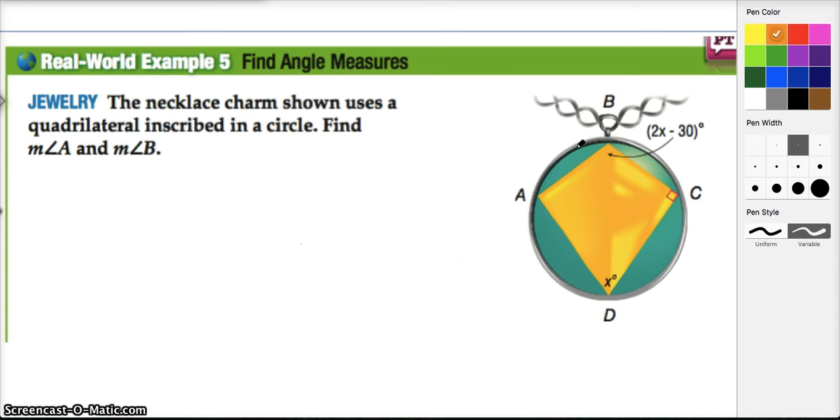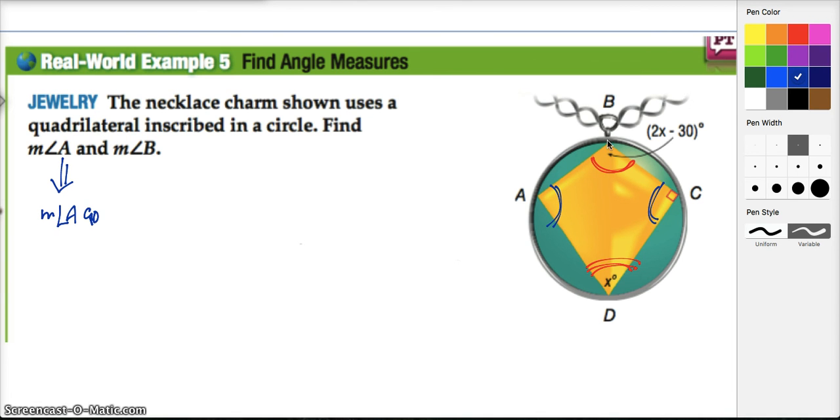So here in this real world example, we have a charm on a necklace that's inscribed in a circle, and so we know from our last theorem that this angle here will be supplementary to this angle here. And they're not equivalent, they're supplementary, which means when I add them up, I'm going to get 180. And the same thing with these two angles. These guys are supplementary as well, right? But not only are they supplementary, because they add up to 180 and this one's 90, you already know this one's 90. So I'm just going to go ahead and put that information down. The measure of angle A is 90 degrees.